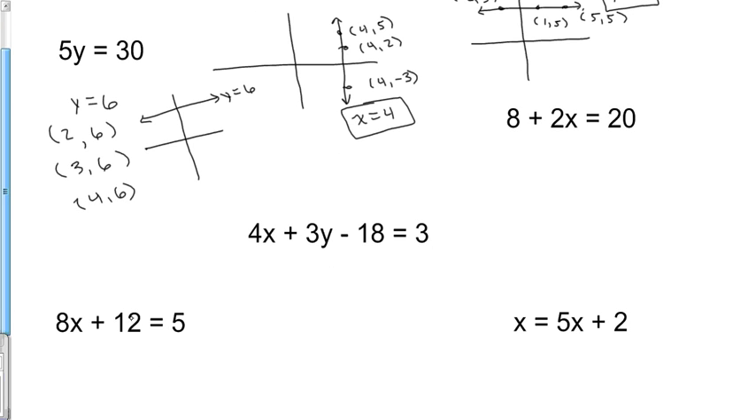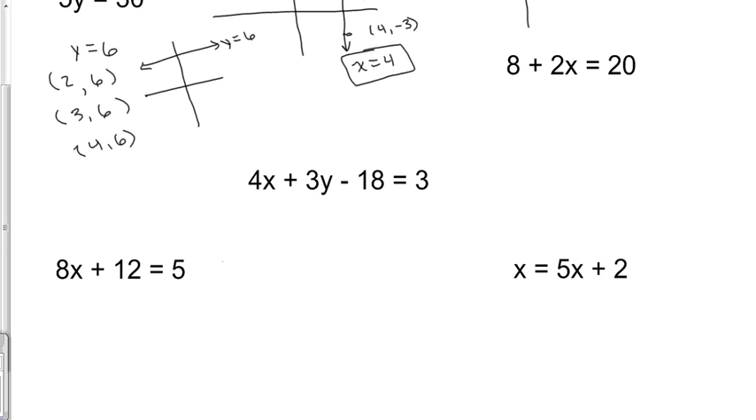This one right here, I see only one variable, and it is x. So right away, I know this is going to be one that says x equals something. So I want to get this to say x equals. The first thing I'll do is subtract 12 from both sides. Get 8x equals -7. Now I'm going to divide both sides by 8 and get x equals -7/8.